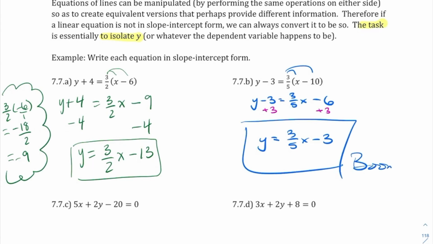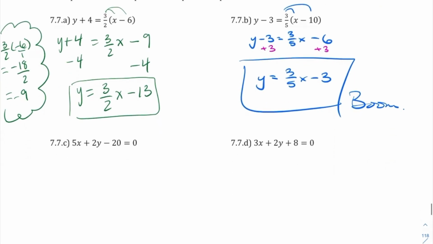Isolate y. And negative 6 plus 3 is something like that many. Boom. Goes the dynamite. I wonder if anyone else here knows how to do these. I think I'll give it a try.